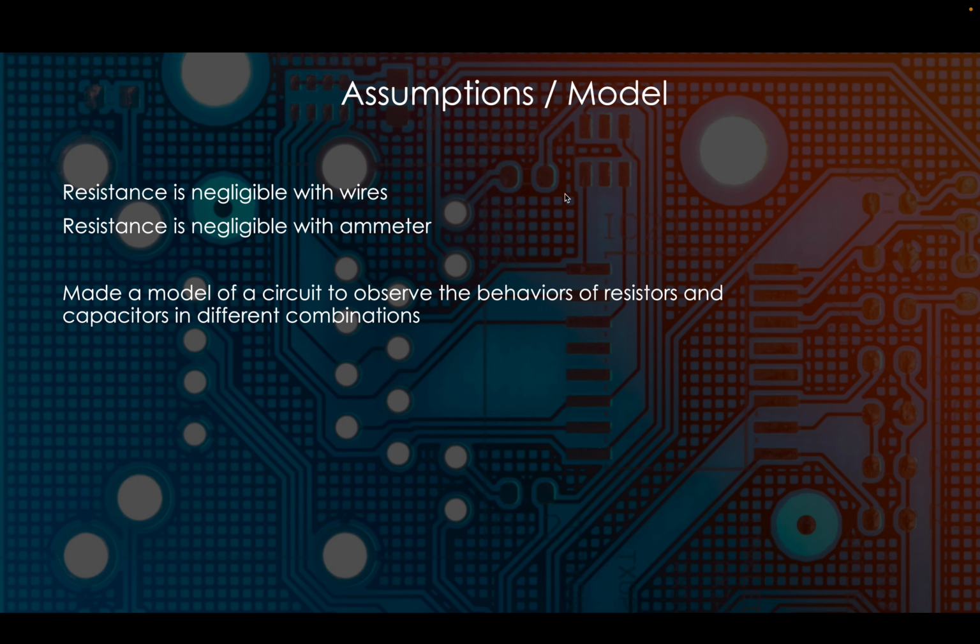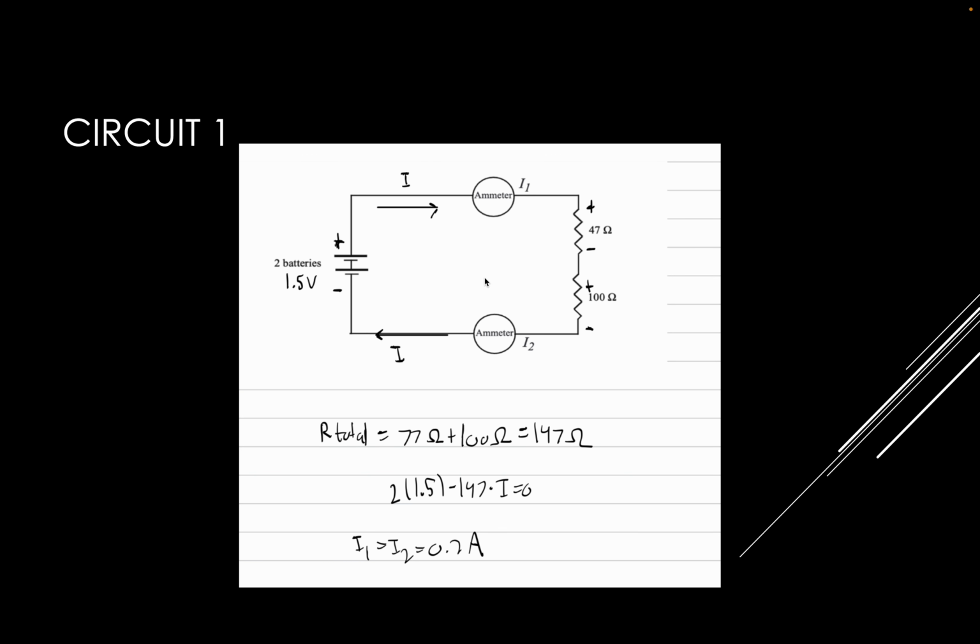So some of the assumptions in our model are that resistance is negligible in wires, and resistance is negligible in an ammeter. So we made a model of a circuit to observe the behavior of resistors and capacitors in different combinations. Here's circuit 1. As you can see, we calculated the current of I1 and I2.